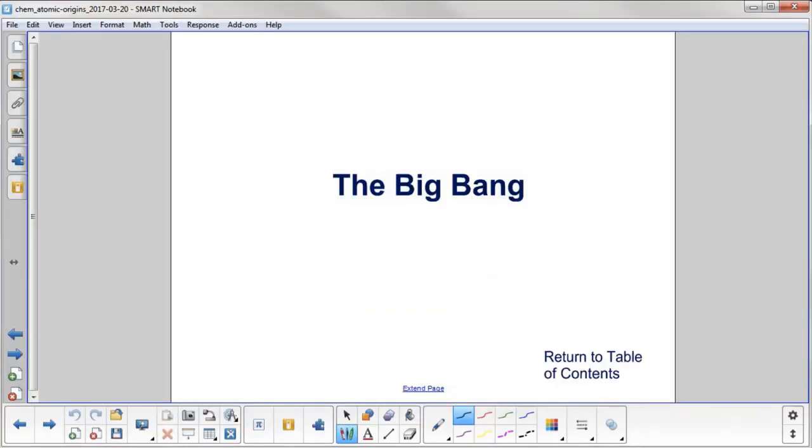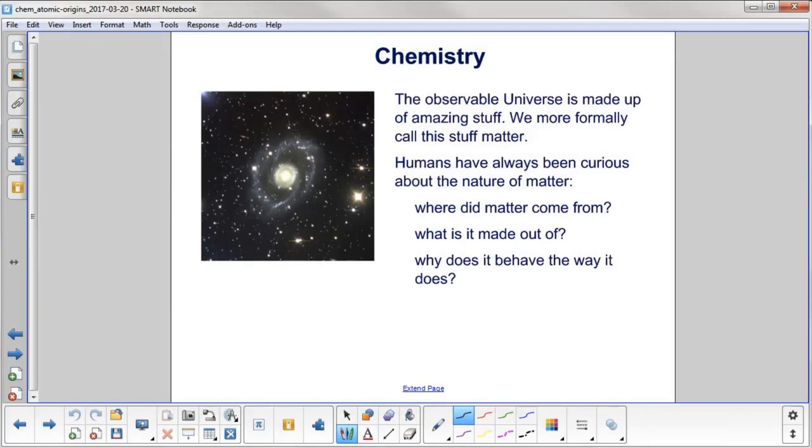The Big Bang. The observable universe is made up of remarkable things. We call this stuff matter. Humans have always been curious about its nature. Where did it come from? What is it made out of? And why does it behave the way it does?